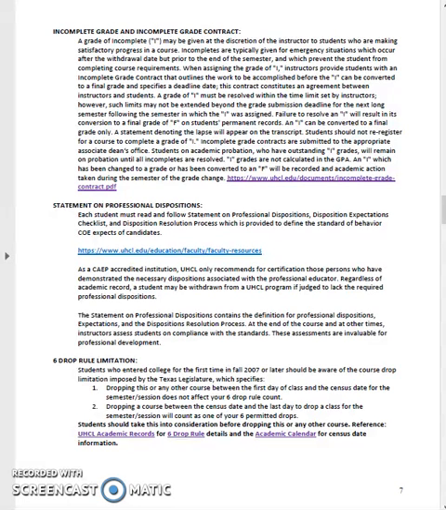Dropping this or any other course between the first day of class and the census date does not affect your 6-drop rule count. So, if you choose to drop after listening to this syllabus overview and looking at the course experience and thinking, I'm taking too many classes, I can't deal with this course as well, and you drop the course prior to the census date, it will not be counted against your 6-drop mandate. However, if you're dropping a course between the census date and the last day to drop a class for the semester or session, it will count as one of your 6 permitted drops.